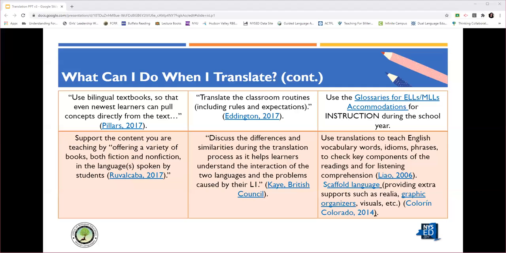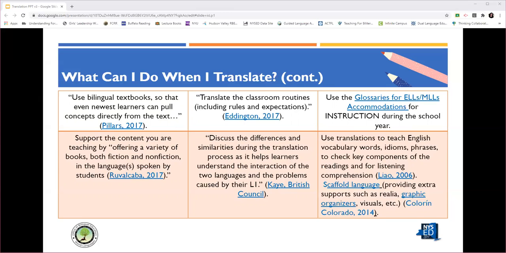You can also use bilingual textbooks so that even the newest learners can pull concepts directly from the text. You can use translations to teach English vocabulary words, idioms, phrases, to check key components of the readings, and for listening comprehension. You can discuss the differences and similarities during the translation process as it helps learners understand the interaction of two languages and the problems caused by it.